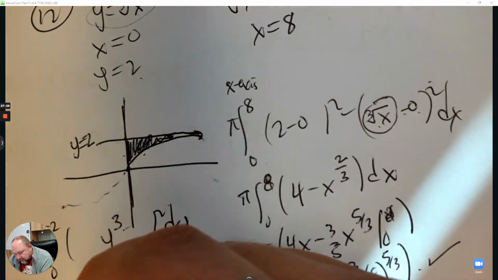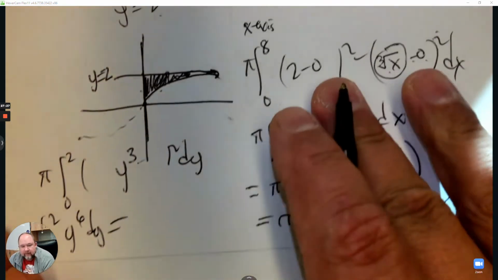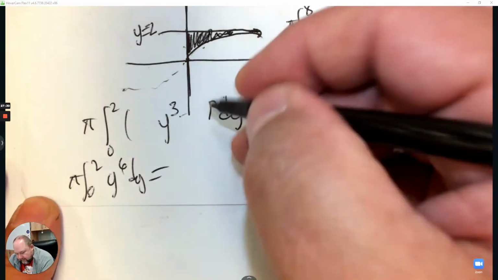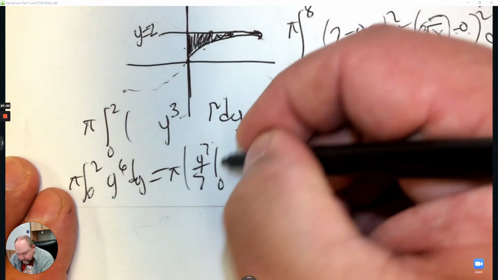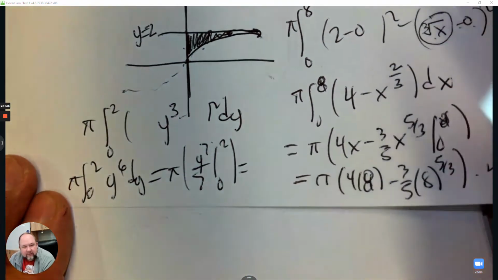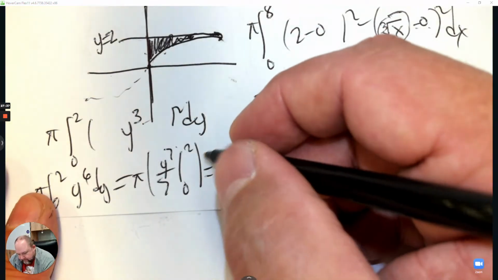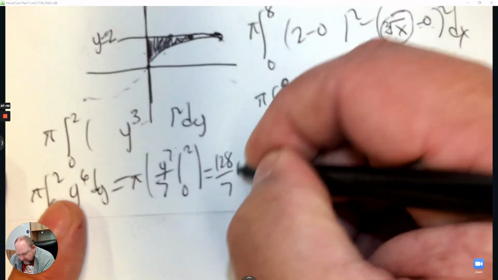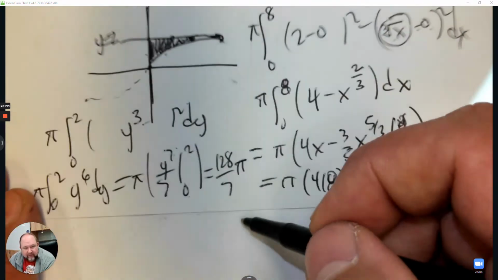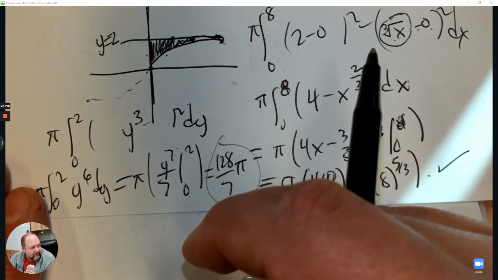So 3 times 2 is y to the 6th. Integrate this, add 1 to the exponent and divide. Plug in 2. 2 to the exponent 7 is 128 over 7. Plug in 0, the answer is 0, so it's 128 pi over 7.